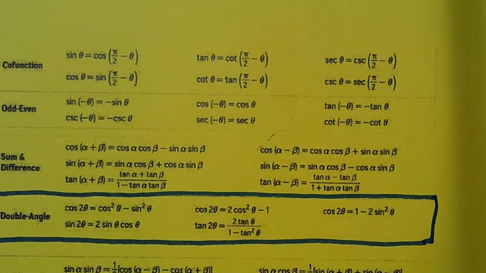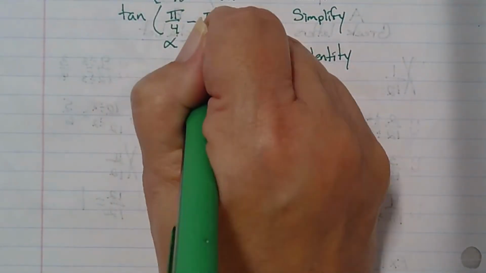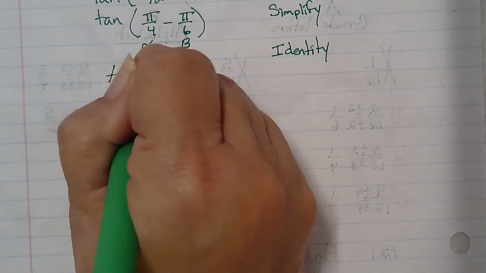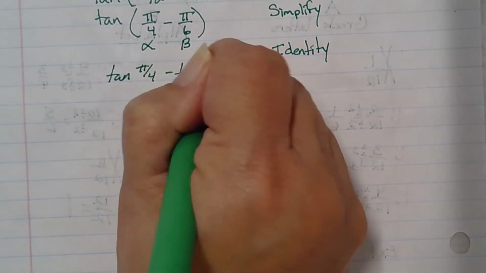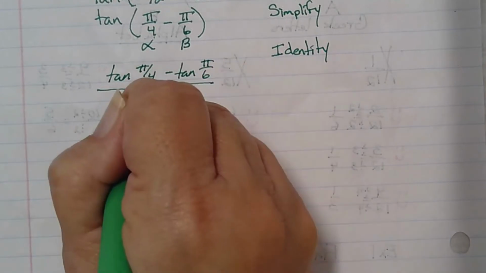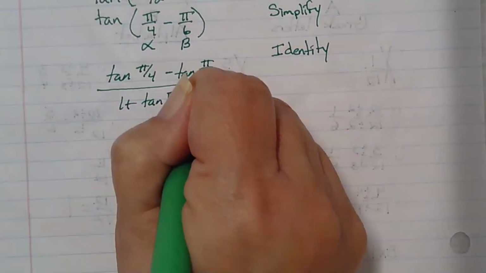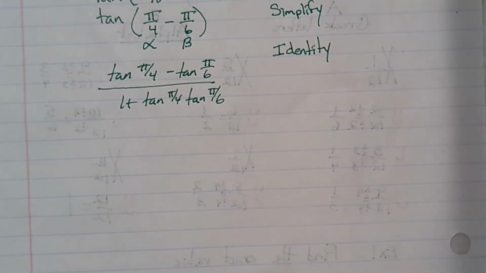So I'm just going to plug in alpha and beta. Everywhere I see an alpha, that's where pi over 4 goes. Everywhere I see a beta, that's where pi over 6 goes. So tangent pi over 4 minus tangent pi over 6 divided by 1 plus tangent pi over 4 times tangent pi over 6. All right, what do we do at this step?